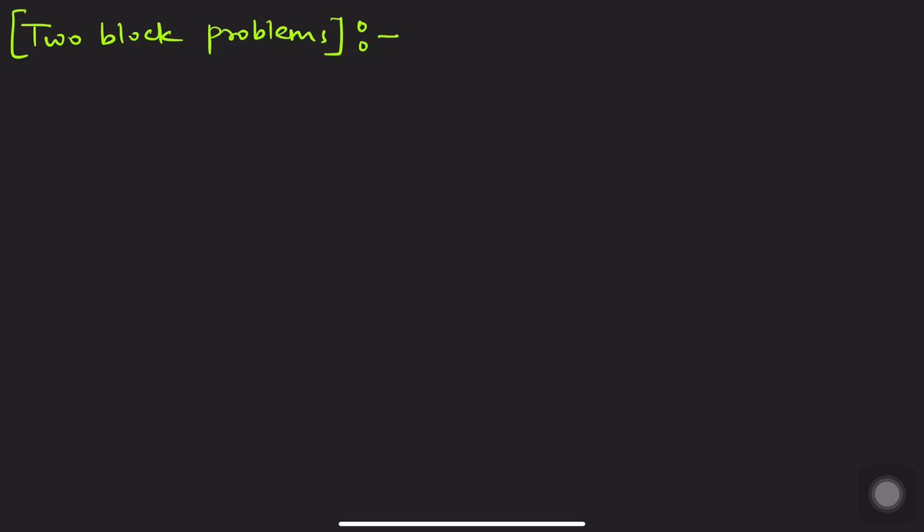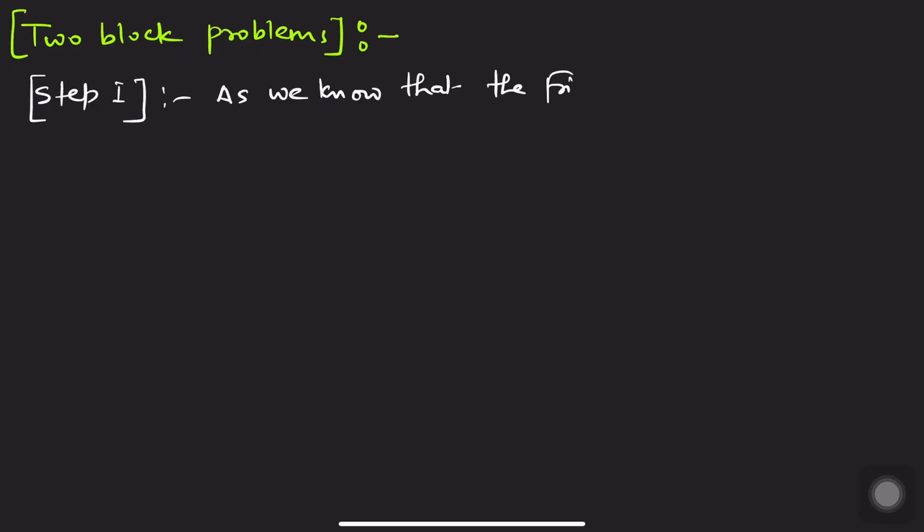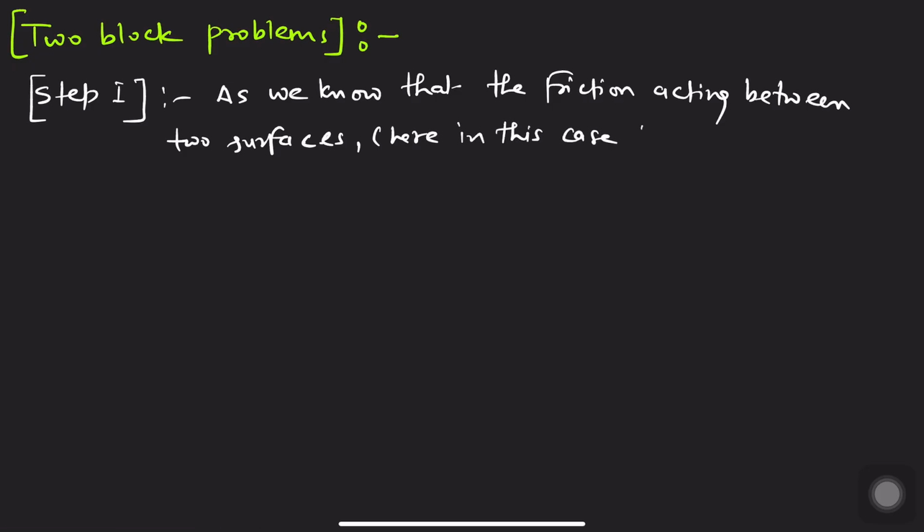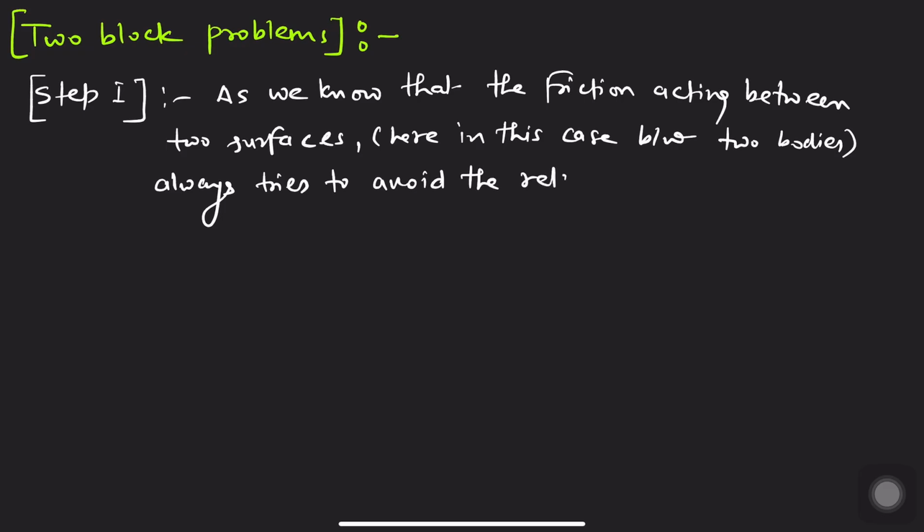So let me write down a few steps. The first step, step 1. As we know, the friction acting between two surfaces, here in this case between two bodies, always tries to avoid the relative slipping or sliding.